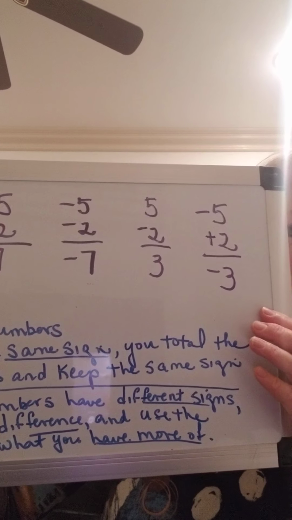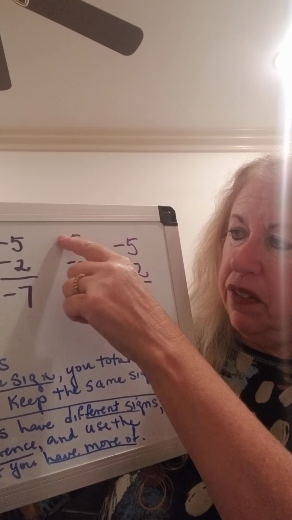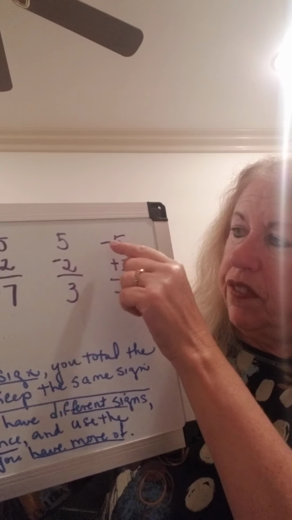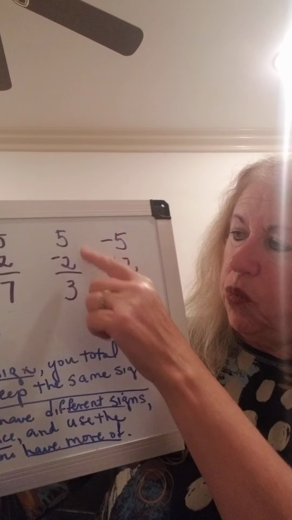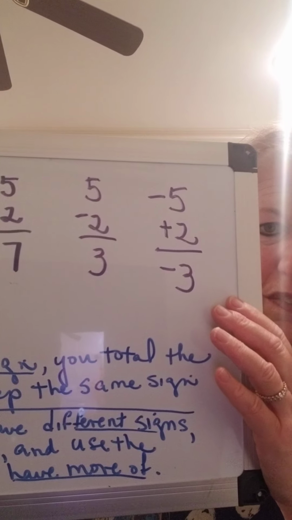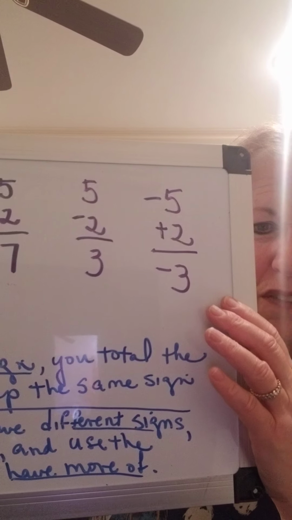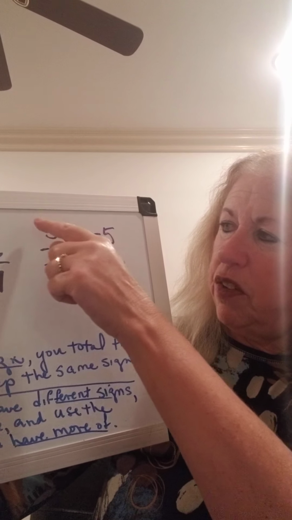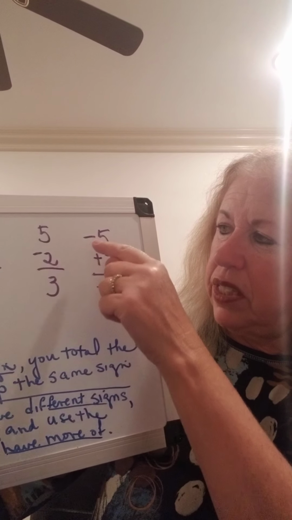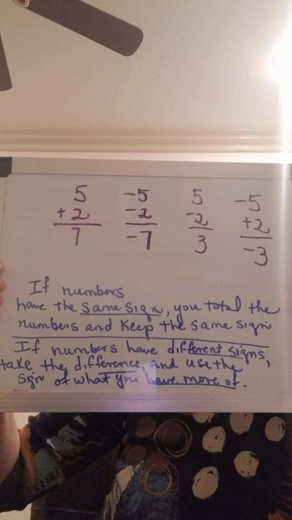Now, when you have numbers with different signs, whether the first is positive followed by a negative, or the first is minus followed by a plus, what you do is you take the difference between those numbers. So the difference between 5 and 2 is 3, right? 5 take away 2 is 3. You keep the sign of what you have more of. In this case, I have more positives, positive. In this case, I have more negatives, negative. So that's the basic setup. Now, use that in order to answer the questions on page 77.